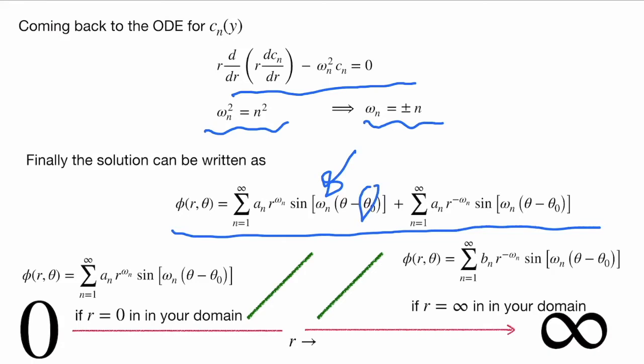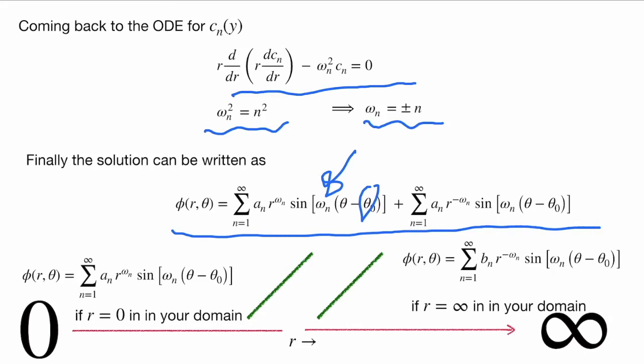Now the other linearly independent solution corresponds to omega equal to minus omega n, that is, sum n going from 1 to infinity b_n r to the power minus omega n sine (omega n theta minus theta naught). This is the general solution, in terms of all the possible combinations we have taken. Since it is a very general solution, depending on the physical case, one may have to take a certain part of the equation to be 0.